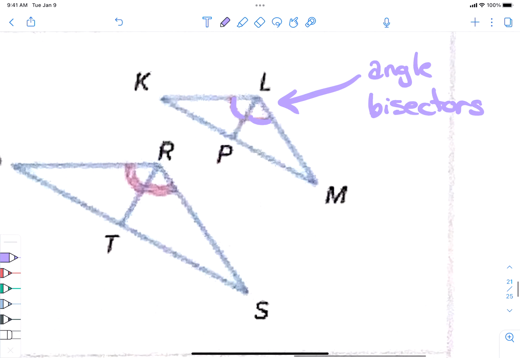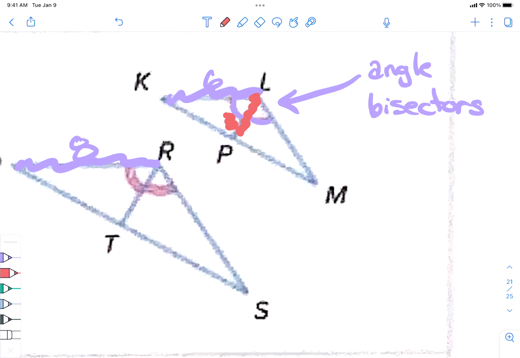So like, let's say I say that this is 8 and this is 6. Like this side is 8 and this side is 6. And I say this guy is 3. That angle bisector is 3. Then this guy is going to be 4, right? Okay, so not only are the sides of the same proportion, but the angle bisectors are the same proportion as well.